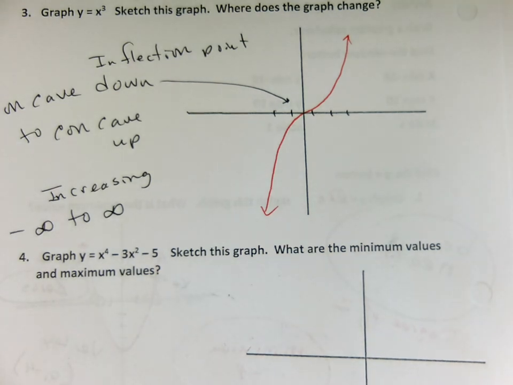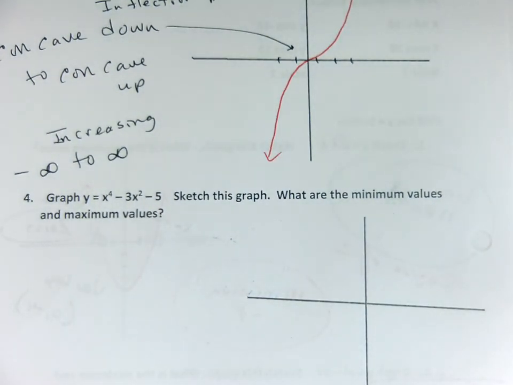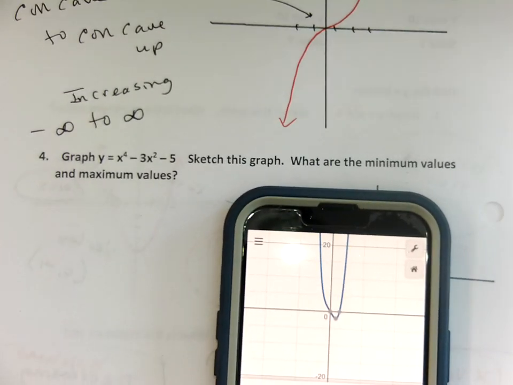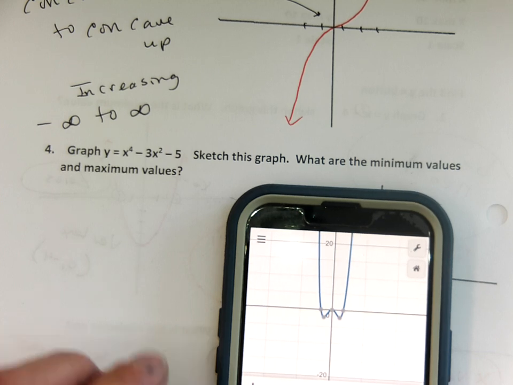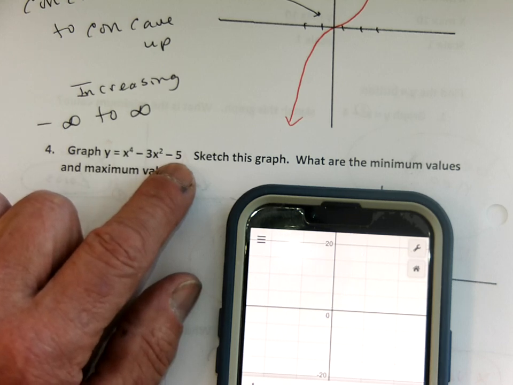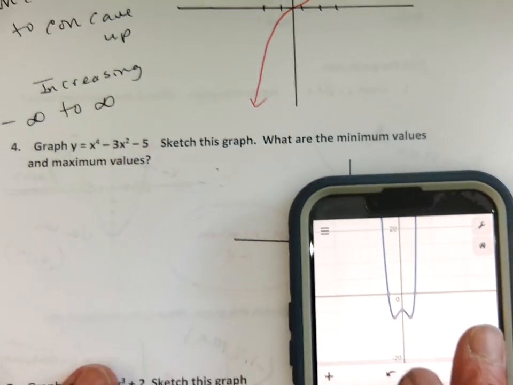Okay, let's graph number 4. All right, let's take a look at number 4. X to the 4th, subtract 3x squared, plus 2 minus 5. Okay, there it is. All right, looks like this.